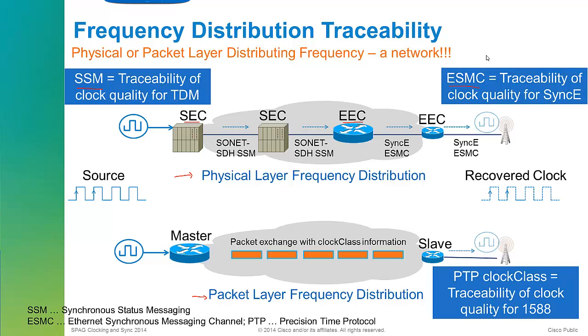Ethernet link. And in a packet-based network, we have the concept in PTP of clock class. And clock class is a series of values, again similar to ESMC and SSM, which indicates the quality of the master clock source. So in this case, a master is configured to have a reference from some form of master. It is configured to give a certain clock quality. If it no longer has a reference, then it will lower its clock class to indicate that it no longer has a good quality clock, even though the packets might continue to pass from the master to the slave. So they're sort of important terms to know. SSM is for TDM, traceability of clock quality. ESMC is for Sync-E, and PTP clock class is for 1588.